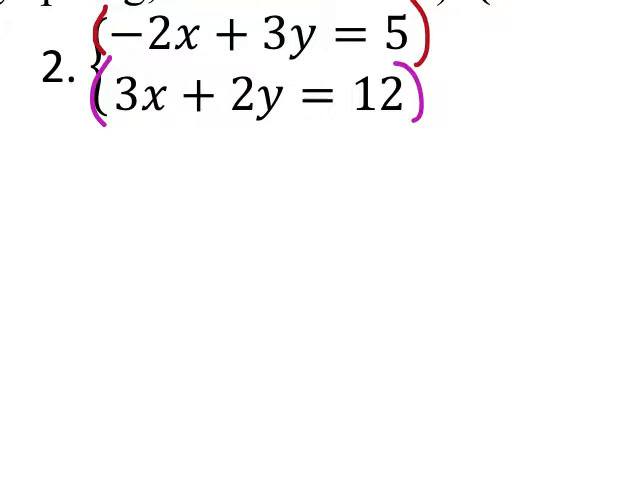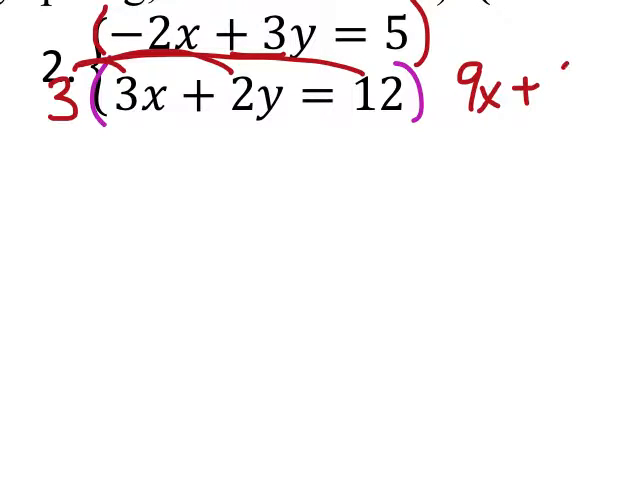And in this top equation we see that the coefficient is a 3. So what I'm going to do is multiply 3 throughout this bottom equation. That'll give me a new equation. And it's just like distribution. So 3 times 3x gives us 9x. 3 times 2y gives us 6y. And 3 times 12 is 36.